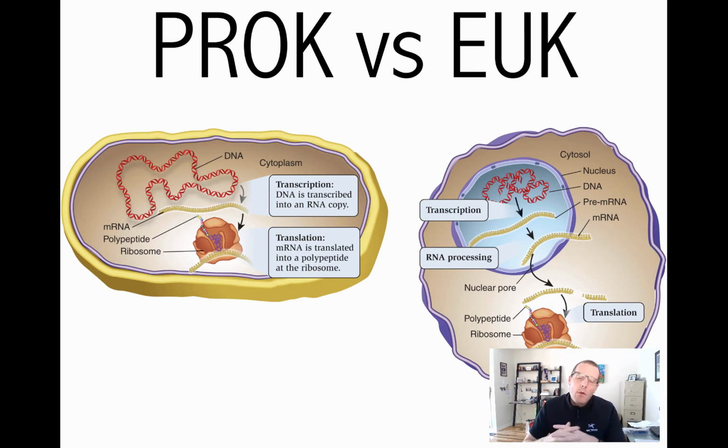Now, if we compare that with what happens in eukaryotes, we've got the segregation of the processes of gene expression, with transcription occurring in the nucleus and then translation occurring in the cytoplasm. This is the major difference between the execution of gene expression when we compare prokaryotes with eukaryotes. So remember, in prokaryotes, transcription and translation both occur in the cytoplasm.